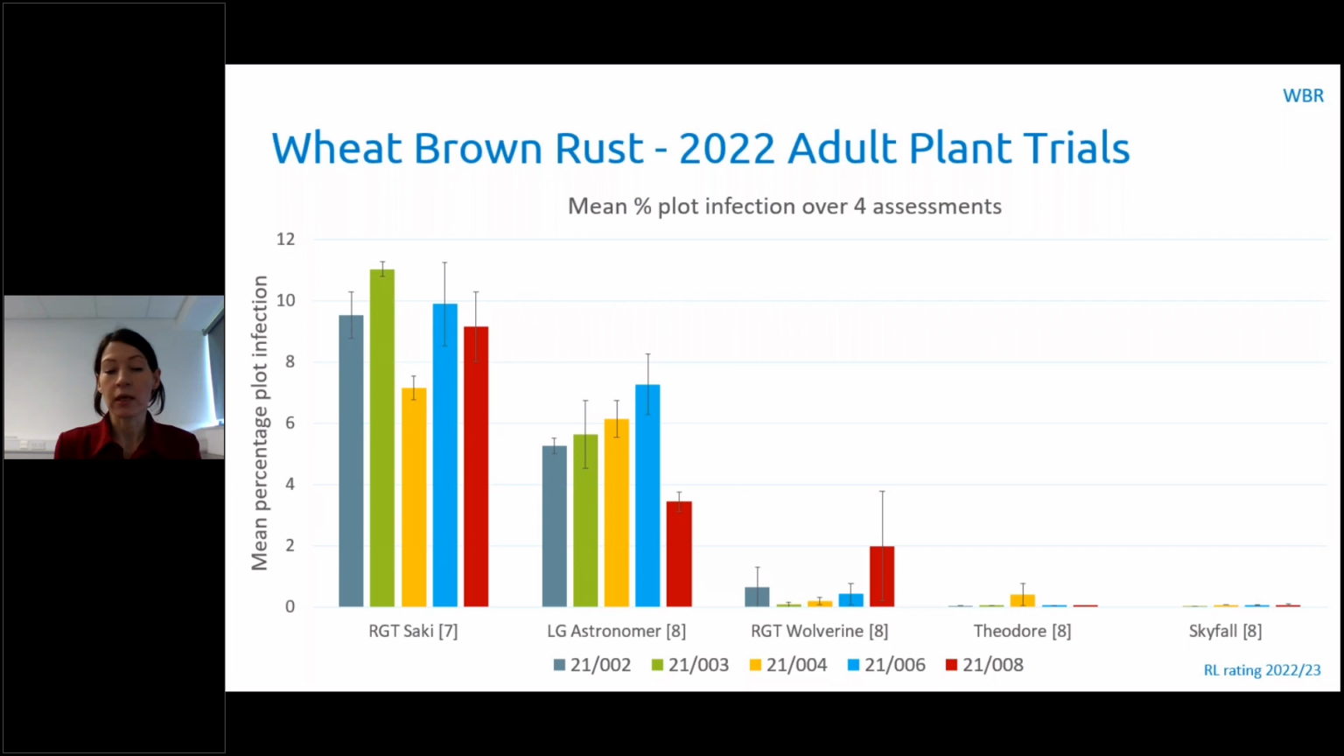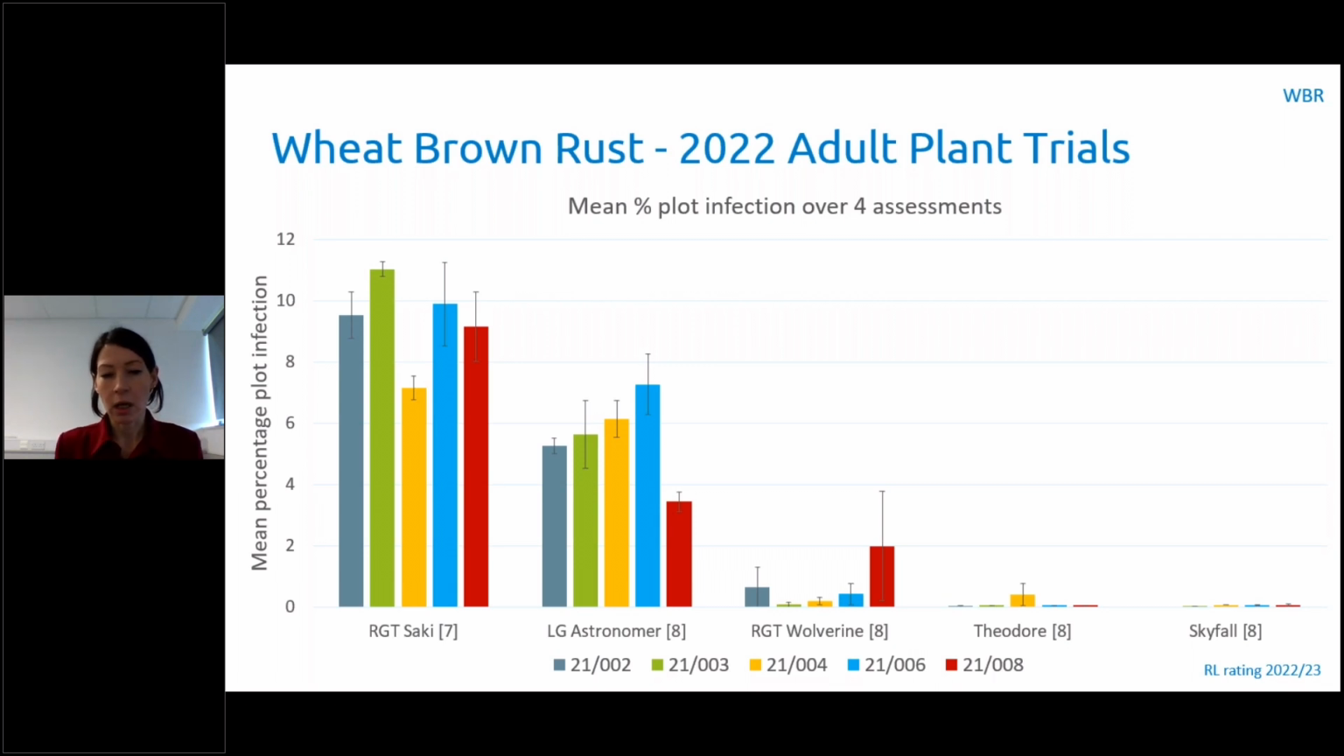LG Astronomer with a rating of 8. So that one was actually, although these levels are quite low infection, so it had between 3 and 7%, it was still showing higher levels of infection than other varieties with the same rating. And I've shown you some of the other varieties here.